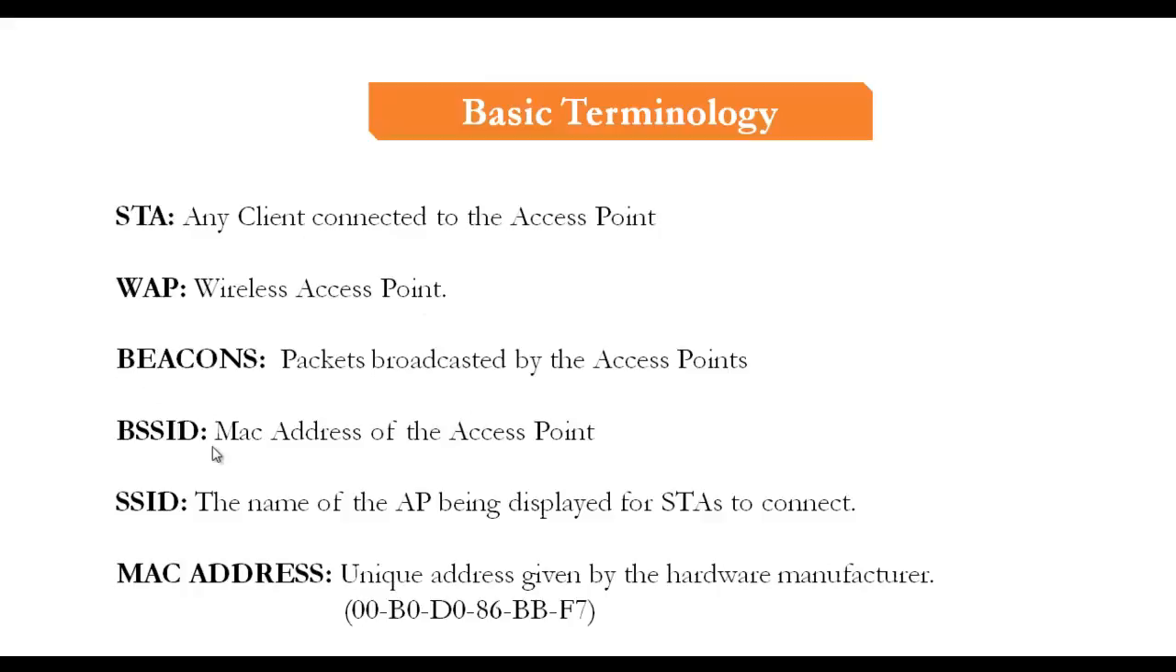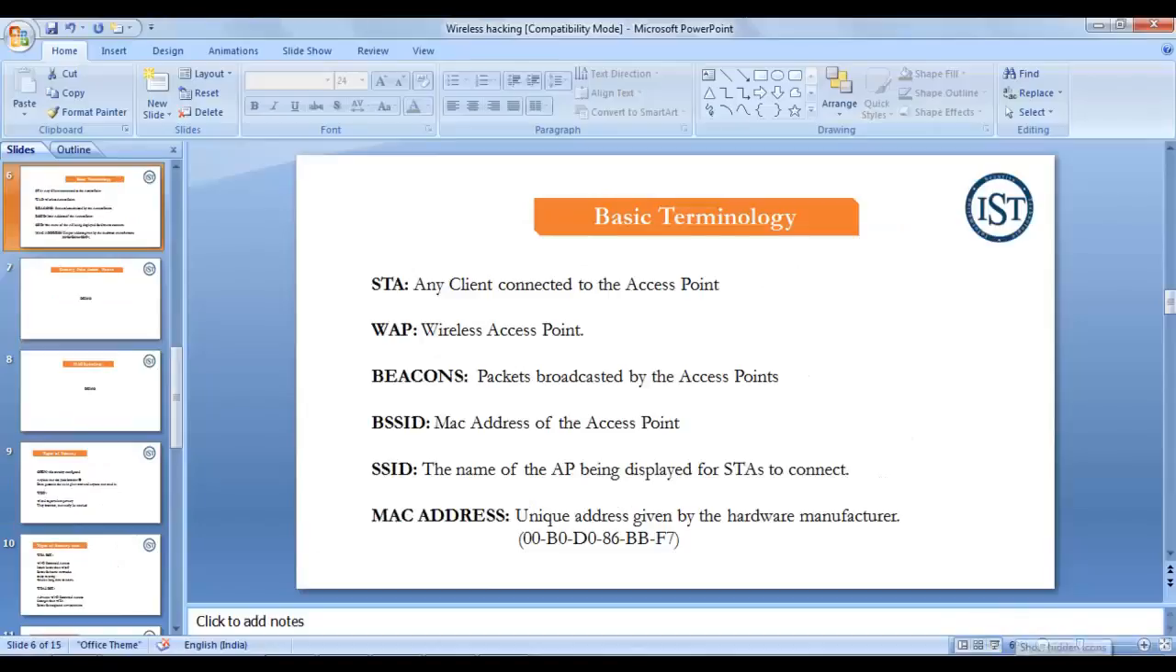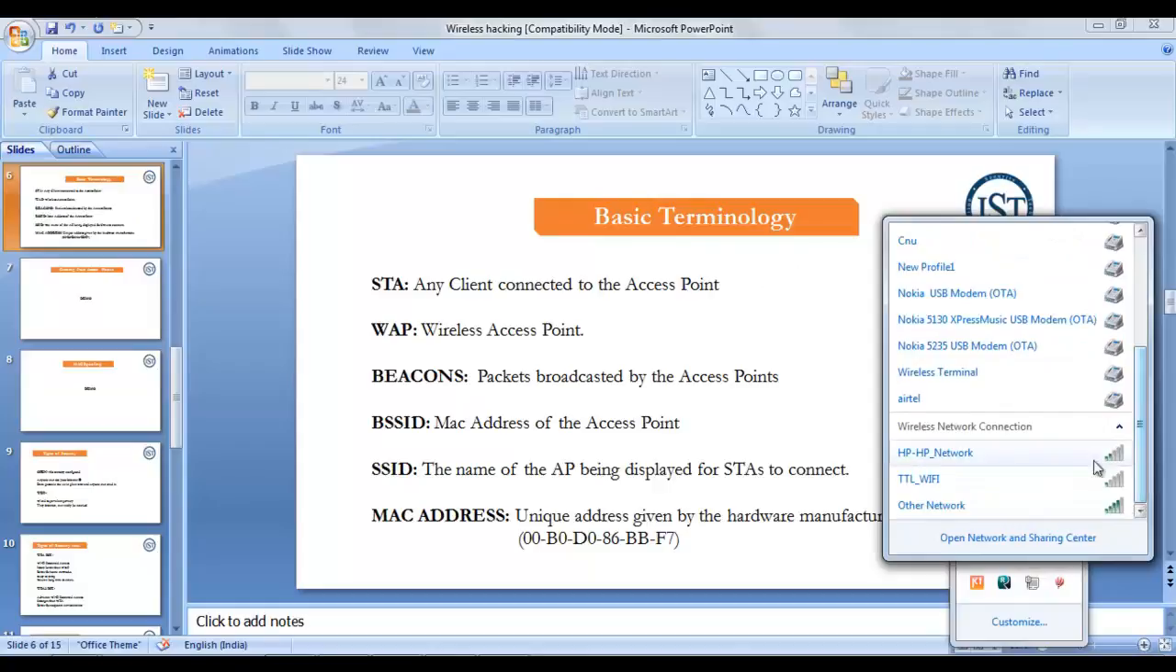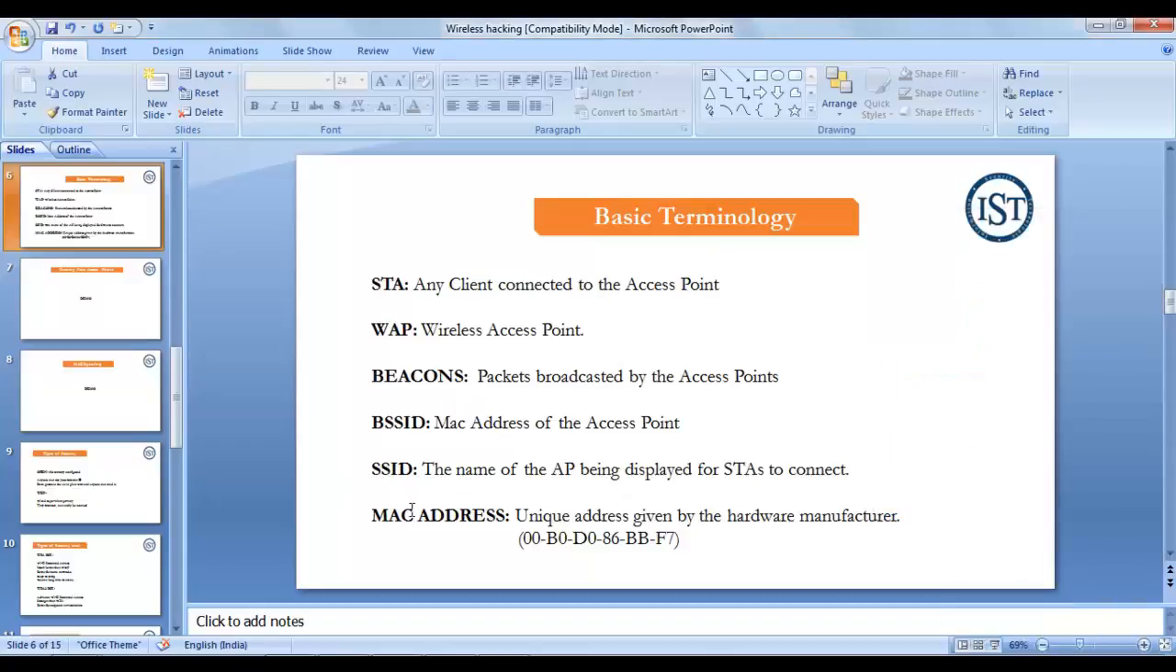And BSSID is the basic service set identifier. This is the MAC address of the access point. And SSID is the service set identifier. This is the name of the access point being displayed for stations to connect. This is what we see when we try to look for Wi-Fi connections that are available for us. So this is one SSID, and this is one more SSID. So let us go back to the presentation.